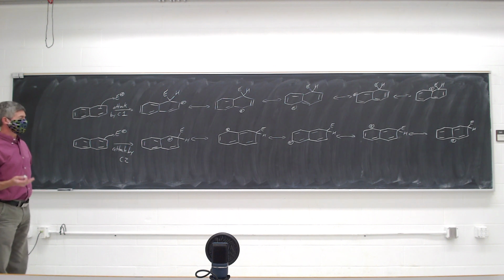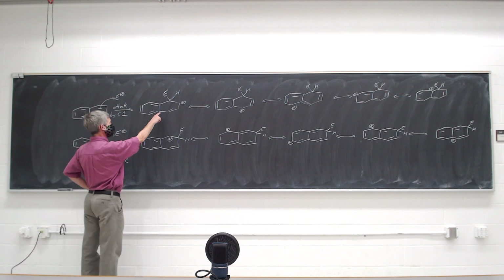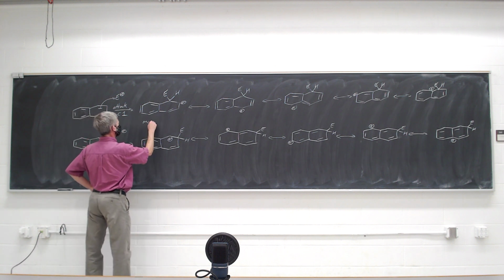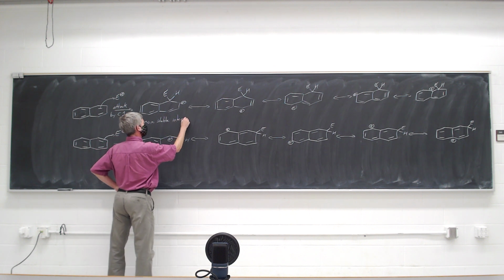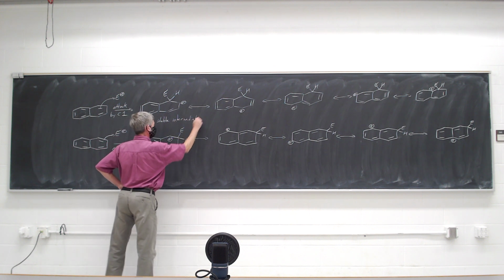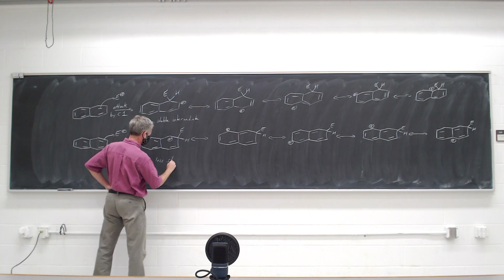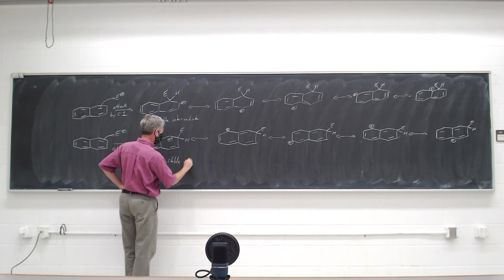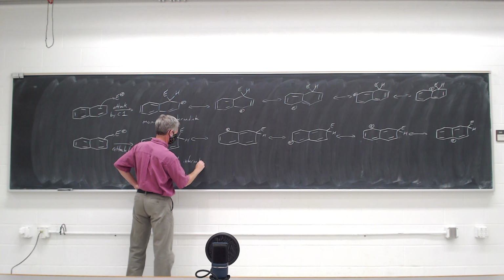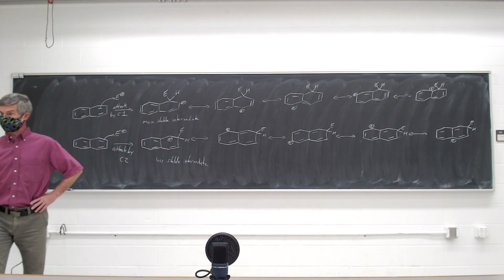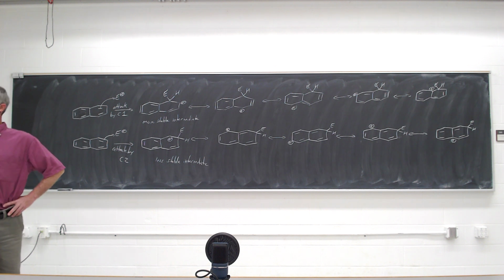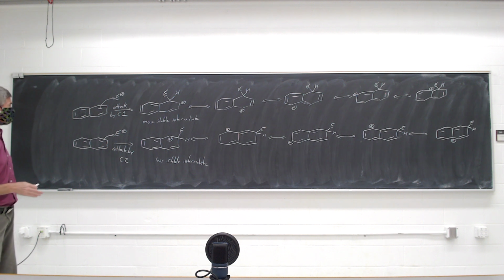We know that the 1 position is favored, so this carbocation intermediate must be more stable. This one is the less stable intermediate. They both have the same number of resonance structures at 5, so it can't be the total number of resonance structures. It must be the stability of the different resonance structures.